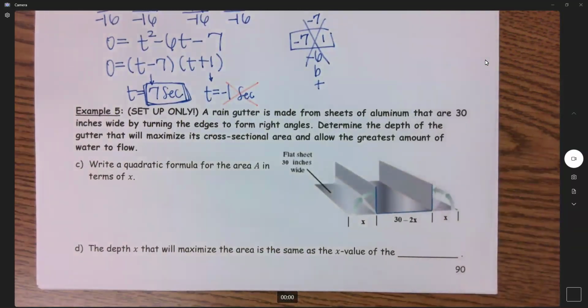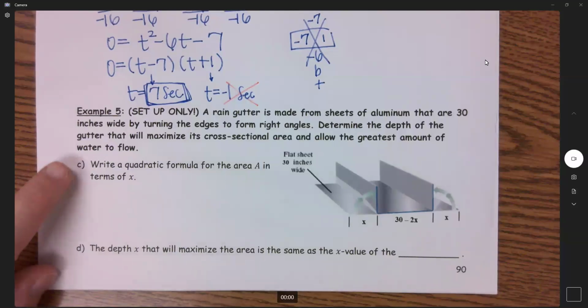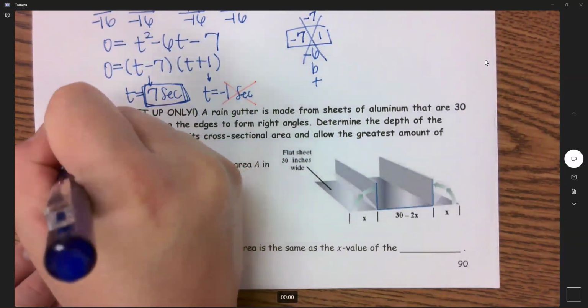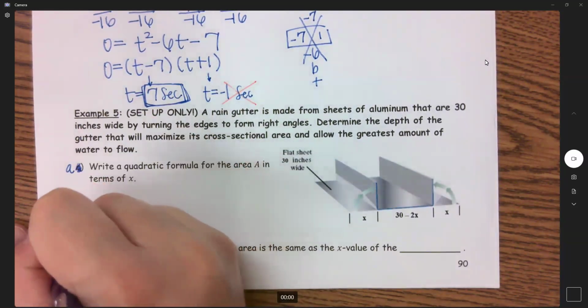Now, number 5 is going to be a setup only question. This is a question in my math lab. It says a rain gutter is made from sheets of aluminum that are 30 inches wide by turning the edges to form a right angle. Determine the depth of the gutter that will maximize the cross-sectional area and allow the greatest amount of water flow. So this is supposed to be part A and B. I will fix that as well.